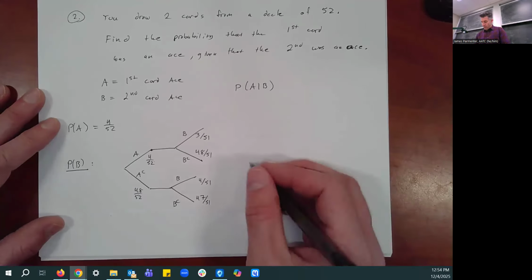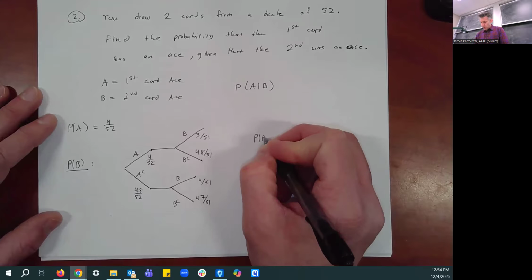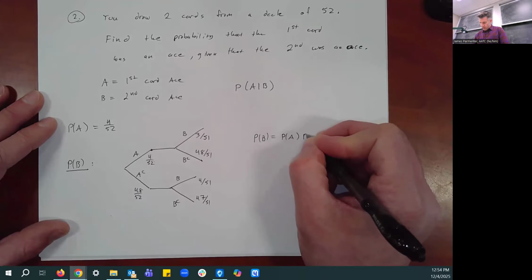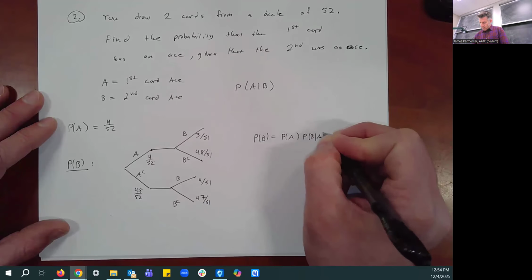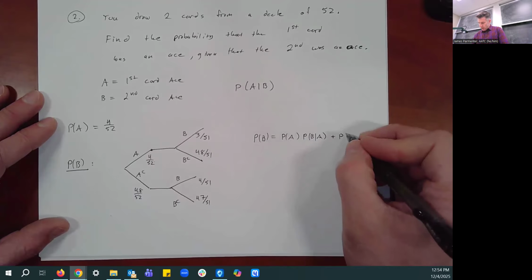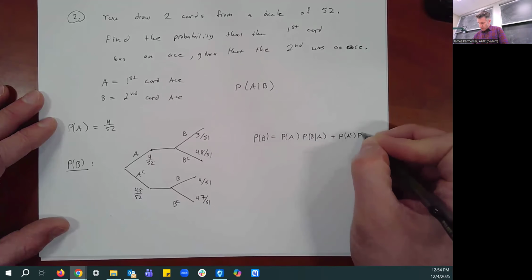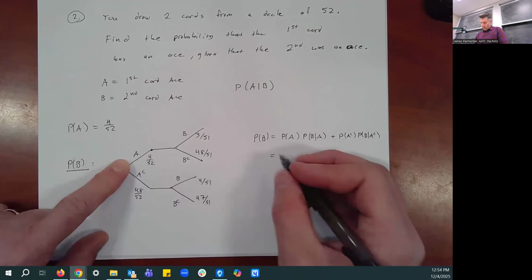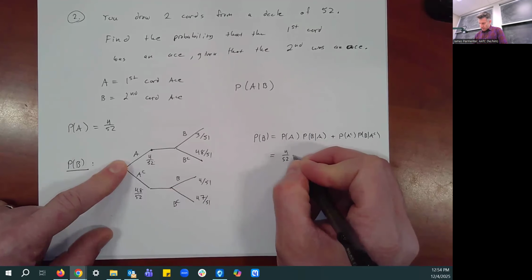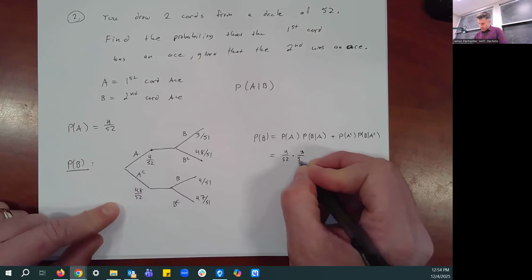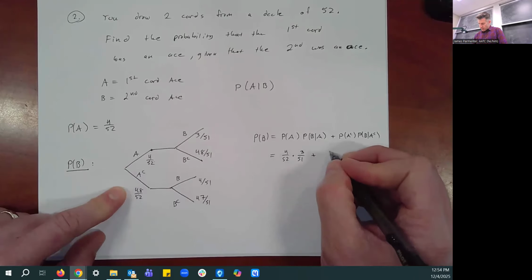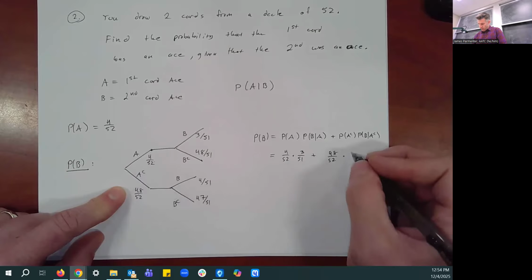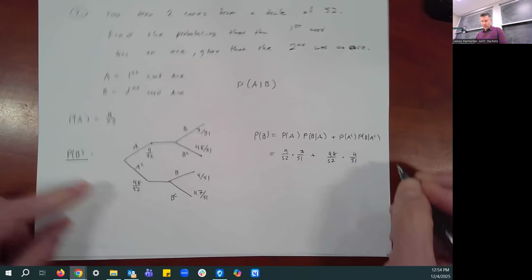So the probability of B is equal to the probability of A times the probability of B given A, plus the probability of A complement times the probability of B given A complement, which ends up being, let's see, 4 out of 52 times 3 out of 51 plus 48 out of 52 times 4 out of 51. I feel like I'm making a mistake here. Let me double check.